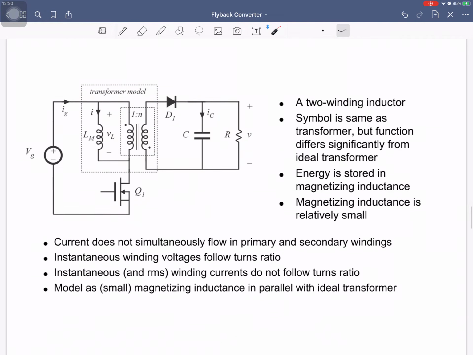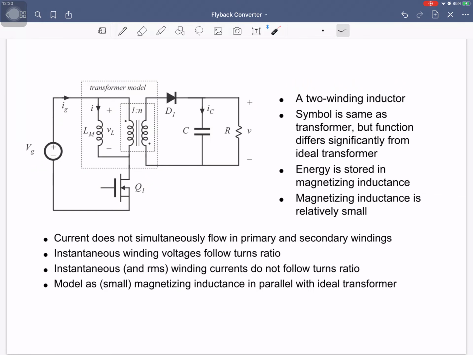Okay, so what is your flyback converter? It has a two winding inductor. The symbol for the transformer is the same, but its function is slightly different. Energy is stored in the magnetizing inductance. Magnetizing inductance is very small. Current does not simultaneously flow in the primary and secondary winding, as we have discussed in the previous slides. Instantaneous winding voltages follow the turn ratio, but your currents do not follow the turn ratio because of the energy stored in your magnetization branch.